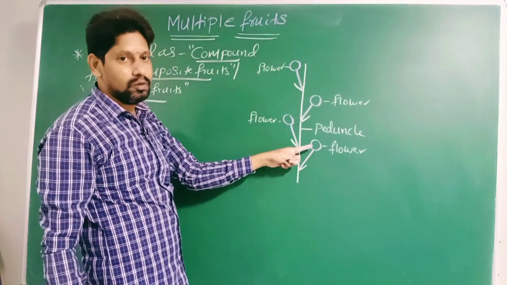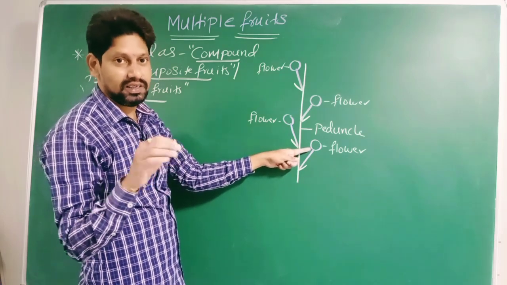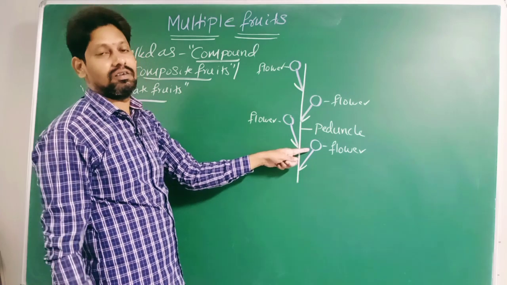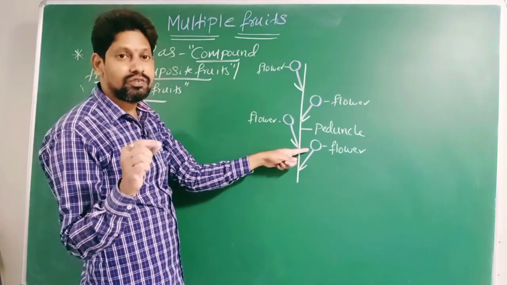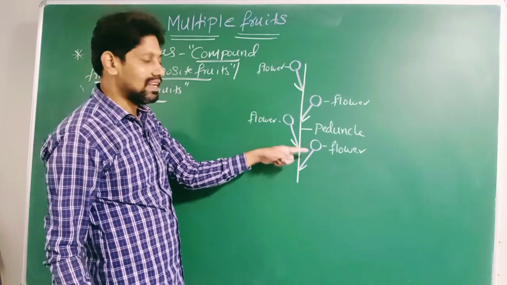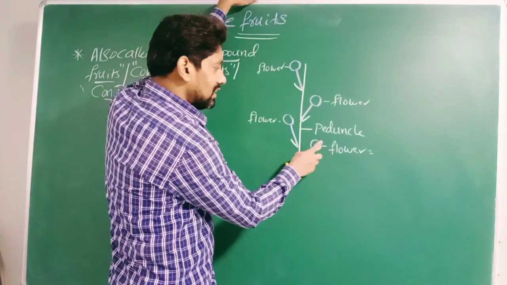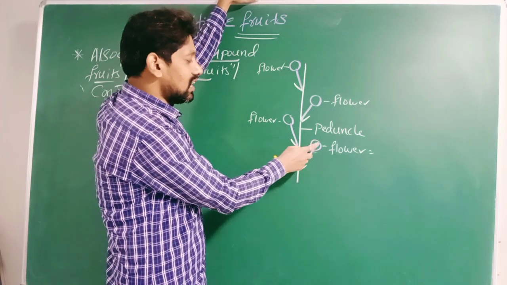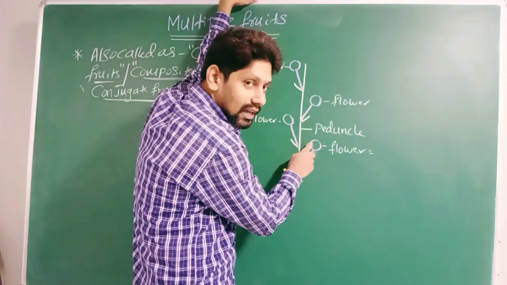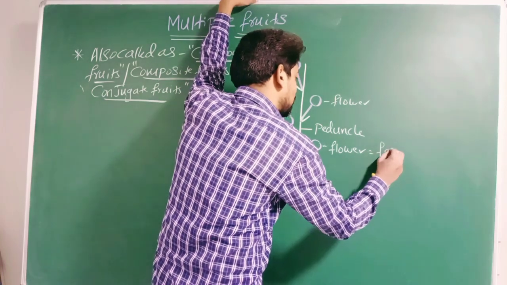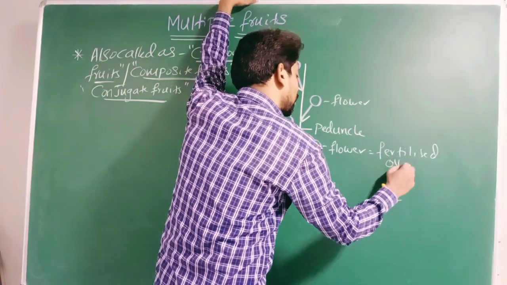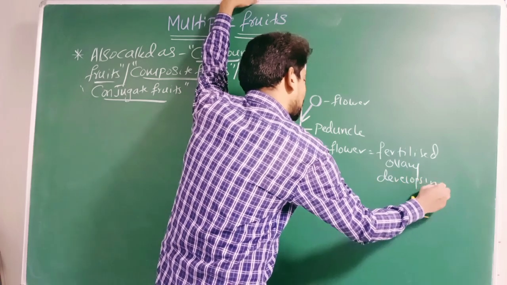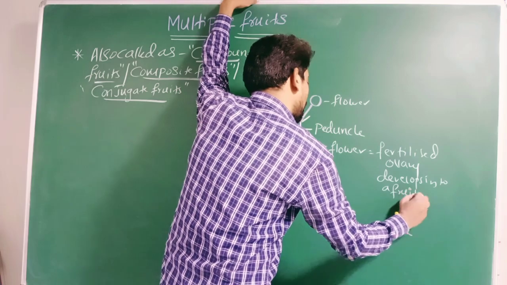Flower means gynoecium will be there, yes or no? Gynoecium is made up of carpels. Carpel means it will have an ovary, no? After fertilization, that fertilized ovary develops into a fruit.